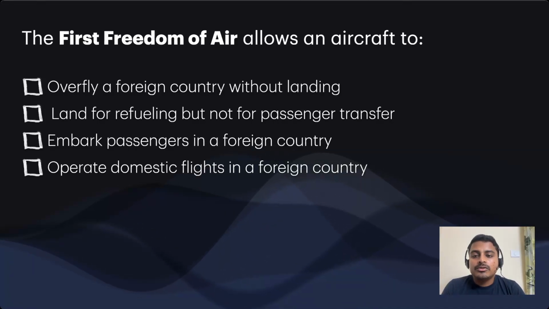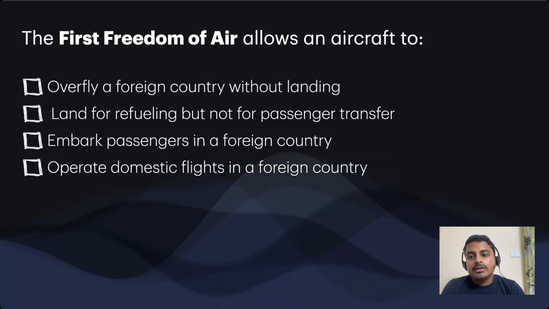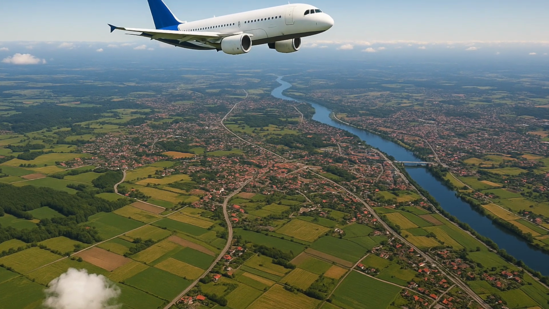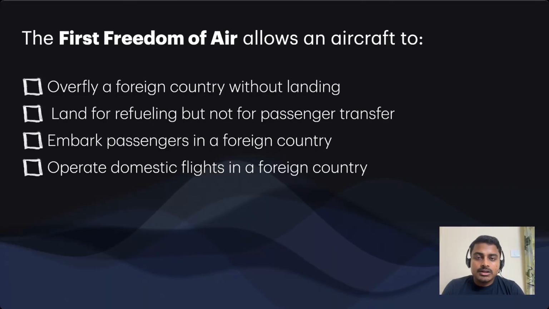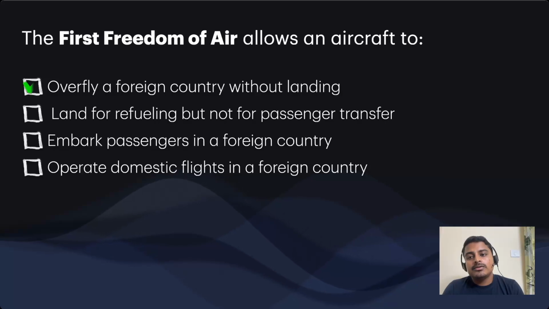The first freedom of air is a very basic freedom of air, which is that an aircraft is allowed to overfly a foreign country. Foreign country meaning the country which is not the country of registration of that aircraft. So it can overfly that country without landing. That is what the first freedom of air talks about.